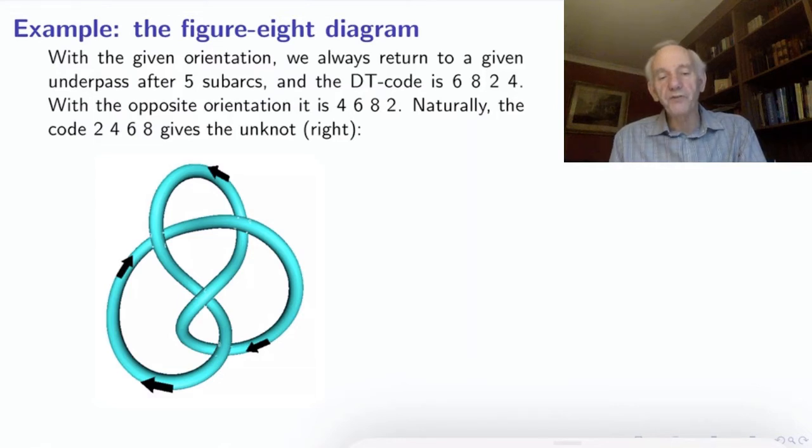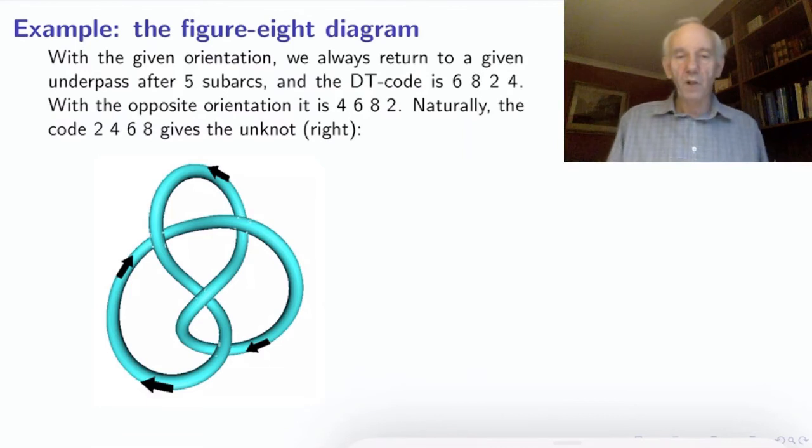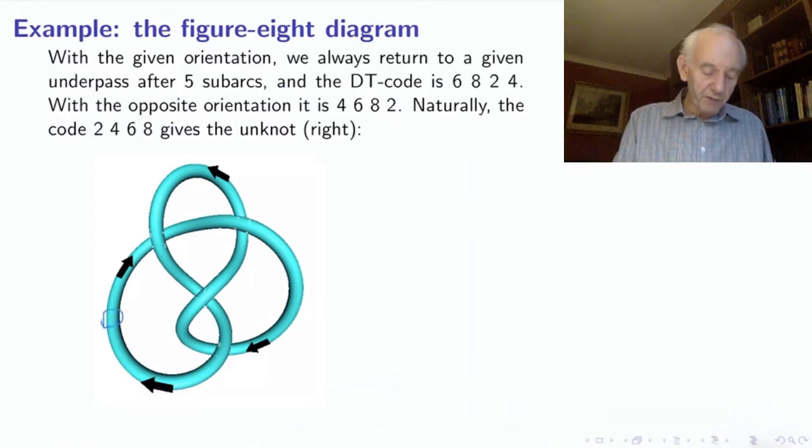We know that this is equivalent to its mirror image, so we don't have to worry about mirror images here. But what would its DT code be? Well, I have to start somewhere. So there's a lot of space around here. So let me start here, and I want the first crossing to be an underpass, so I go in this direction. Let me just do it more quickly this time.